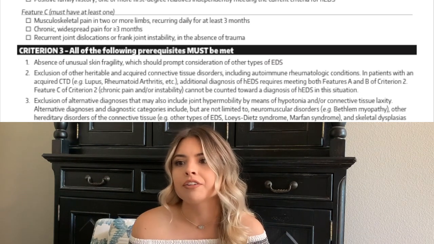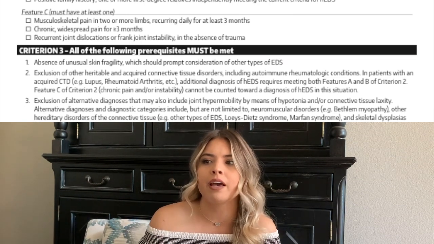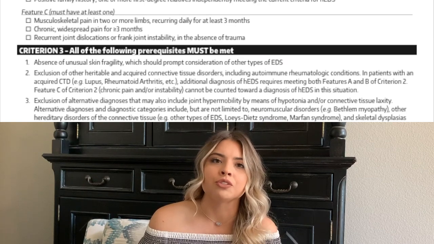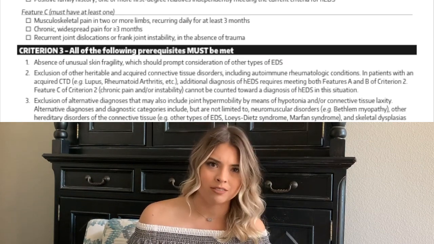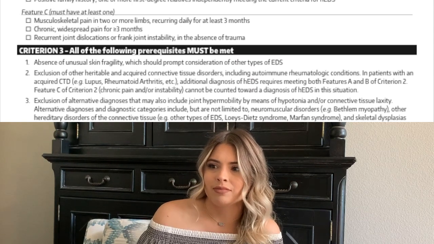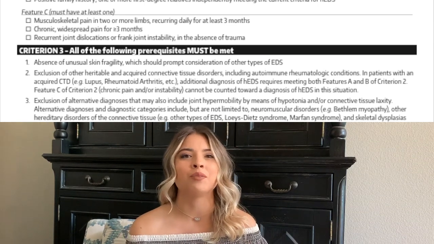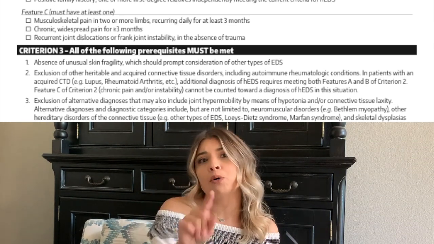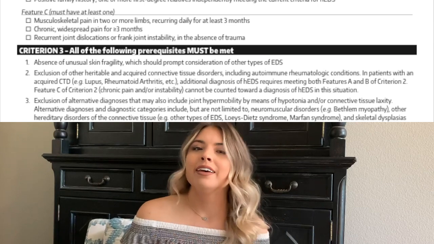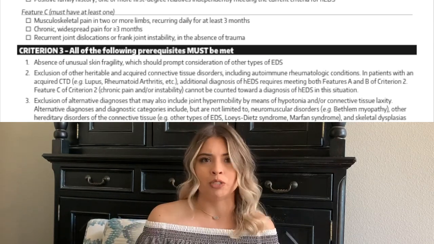Exclusion of other heritable connective tissue disorders. So you can't have other connective tissue disorders and have this. You can only have one. And I don't. That's why I'm at this point. I have come back with multiple tests saying, you're normal, it's in your head. And now this is saying, okay, if you have none of these things, then this is probably what you have.